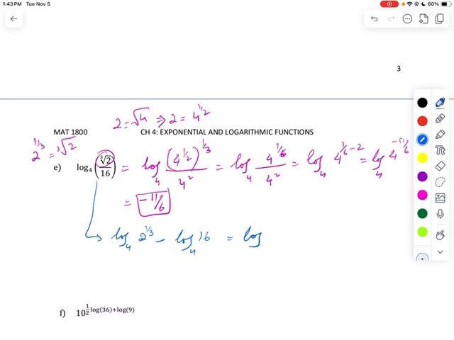So you can write 4 to the 1/2 to the 1/3. Why 4? Because the base of the log is 4, minus log base 4 of 4 squared, since 16 can be written as 4 squared. So this will become log base 4 of 4 to the 1/6, and this one already is in the proper form, so we can keep it as it is for now. But the first one will yield me 1/6 and the second gives me minus 2, so I end up getting the same answer.